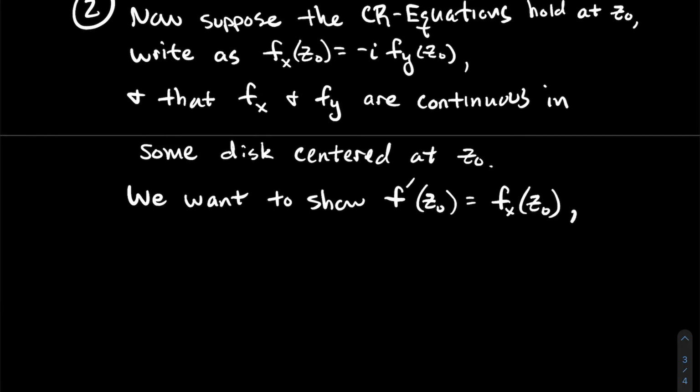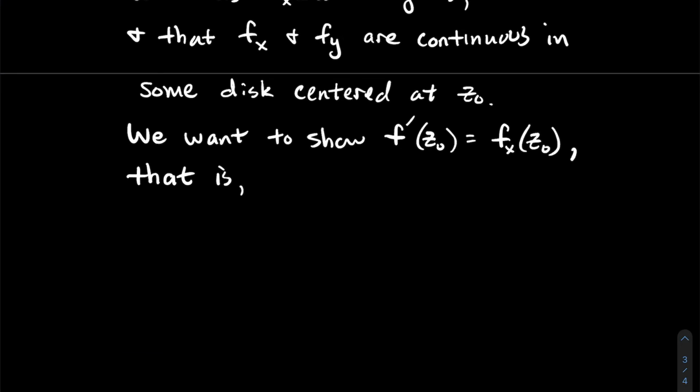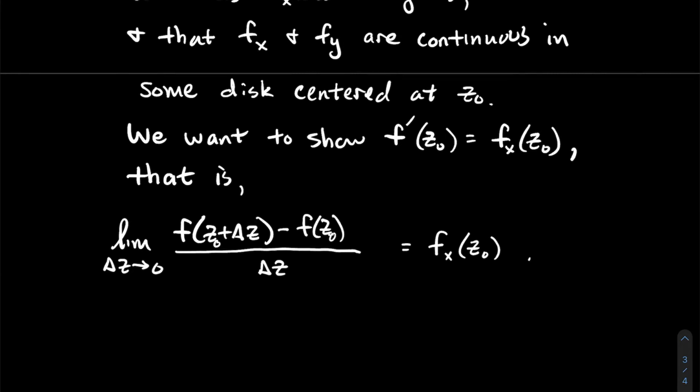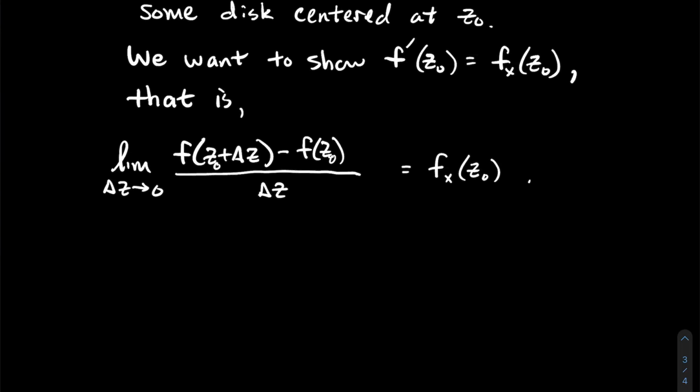So we want to show that f prime of z0 is fx at z0. And so if I know fx at z0 exists, that's what we've assumed here, then it's enough to show that f prime has that value. That, of course, shows that the limit, this difference quotient for f prime, should exist as well. And so just another way to write that down: I want to show that this limit as delta z approaches 0 of f of z0 plus delta z minus f of z0, divided by delta z, remember, that's just the same difference quotient we've been dealing with, actually equals the partial of f with respect to x at z0.